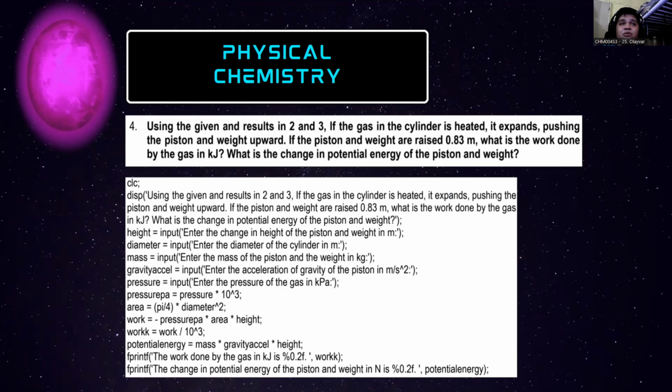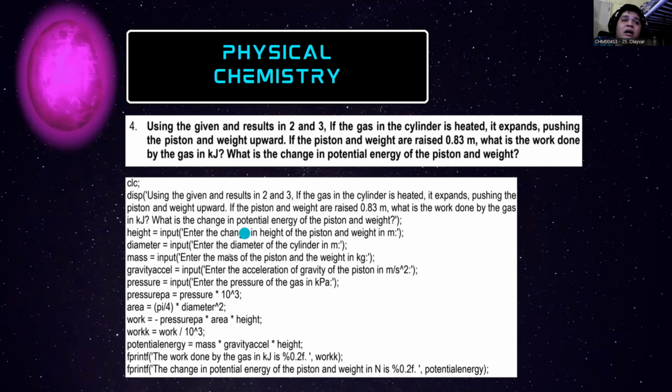And here, now, we will combine what we have in the previous problems 2 and 3, using the given results in 2 and 3. If the gas in the cylinder is heated, it expands, pushing the piston and weight upward. If the piston and weight are raised 0.83 meters, what is the work done by the gas in kilojoules? What is the change in potential energy of the piston and weight?